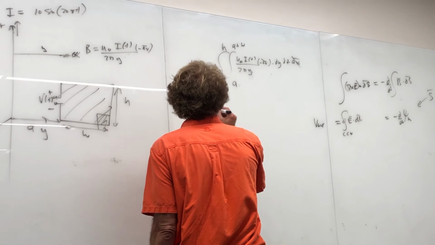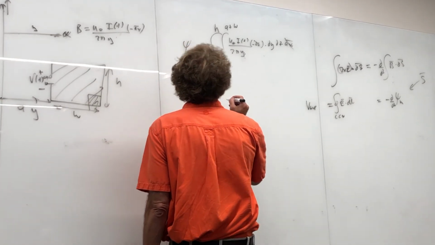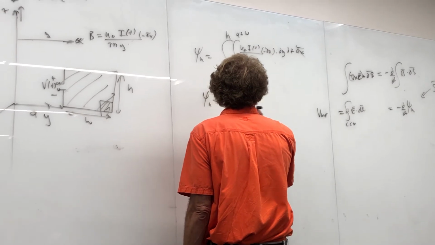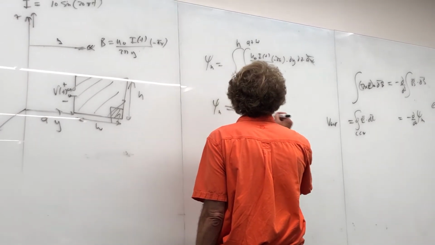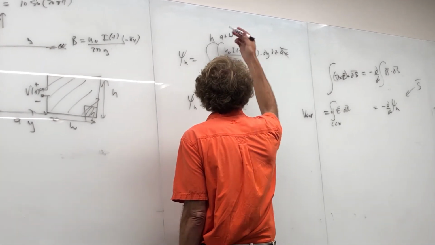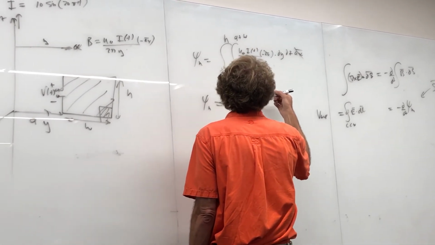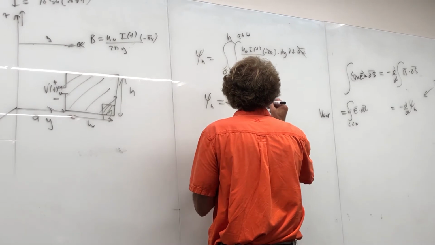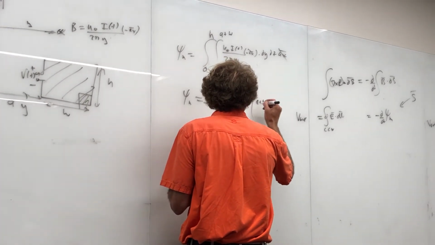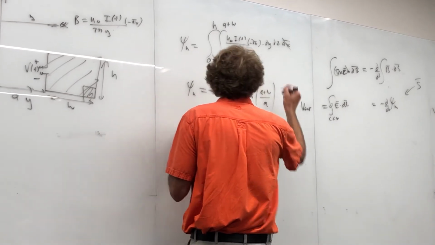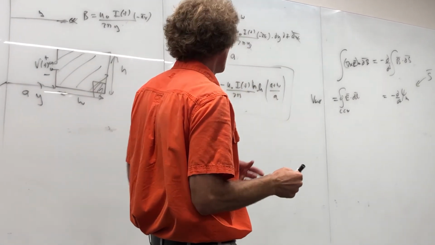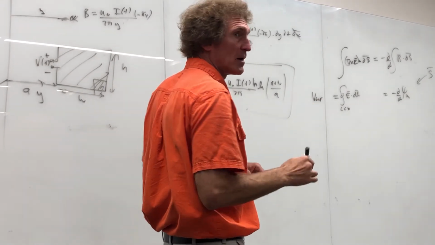So that means my magnetic flux here is minus mu naught I of t over 2 pi, times H, the height, because dz integrated from 0 to H is just H. Then when I integrate 1 over y, I get the natural log of A plus W over A. And you're going to see those natural log integrals, the 1 over rho integrals, happen all the time in engineering.